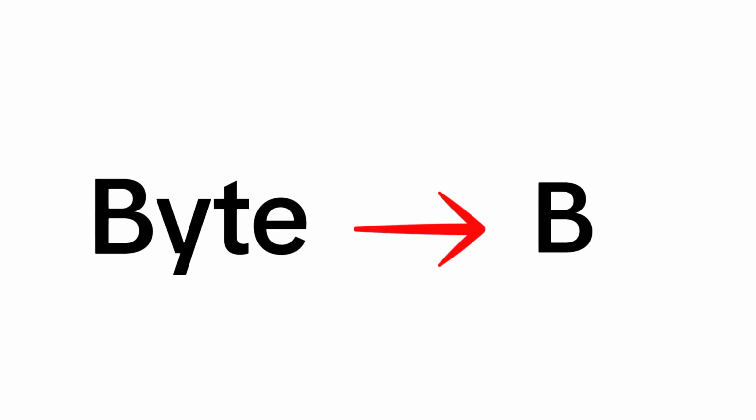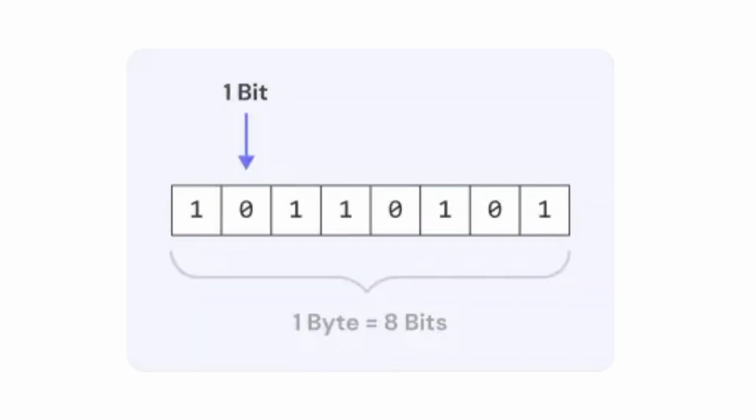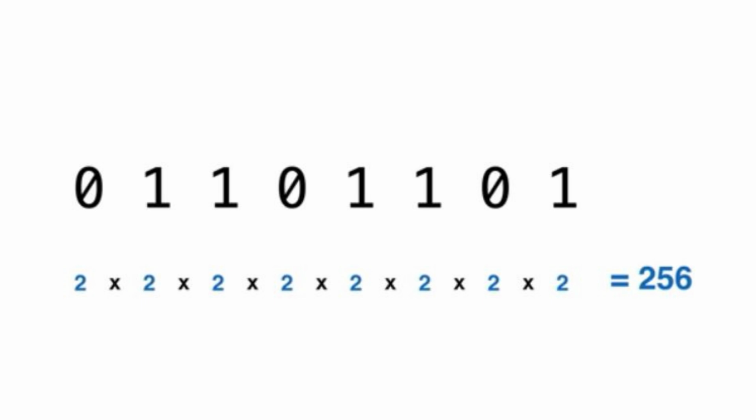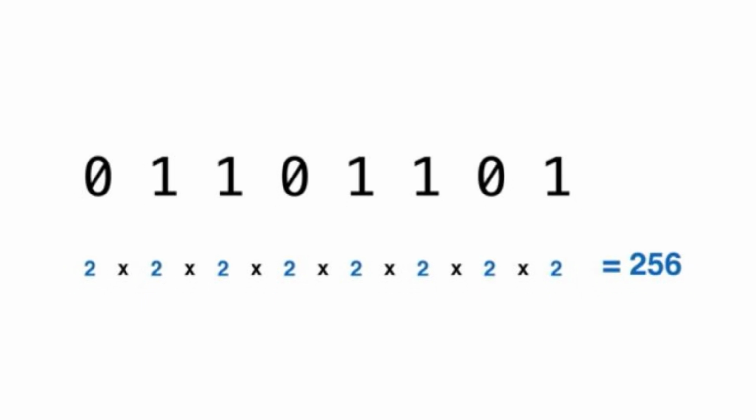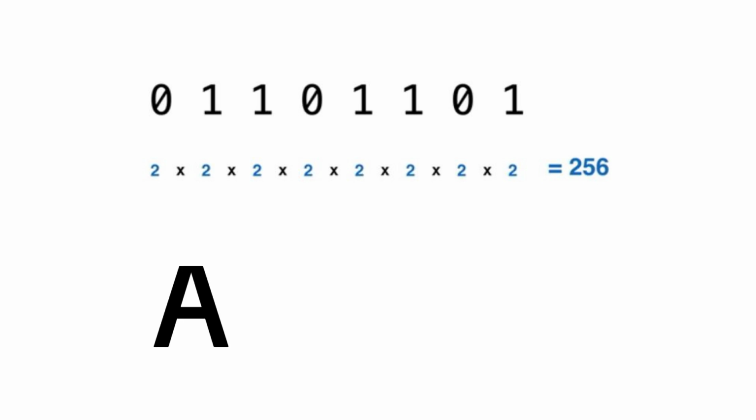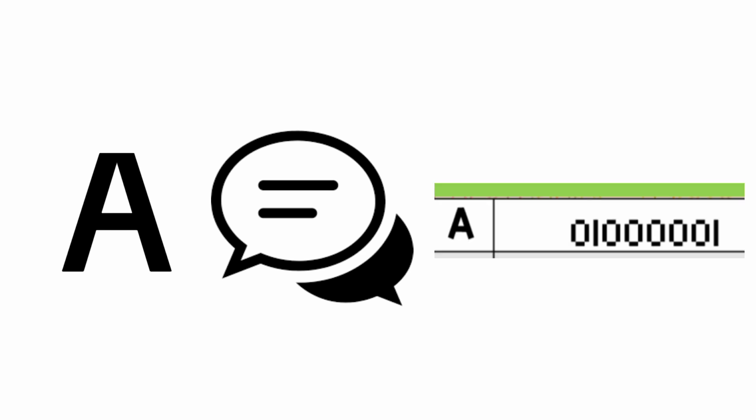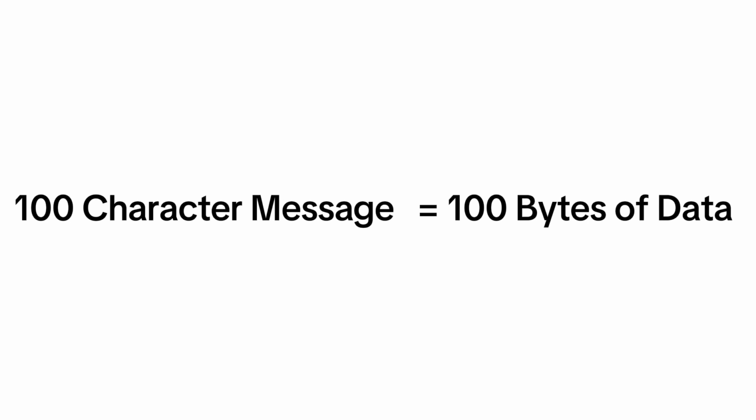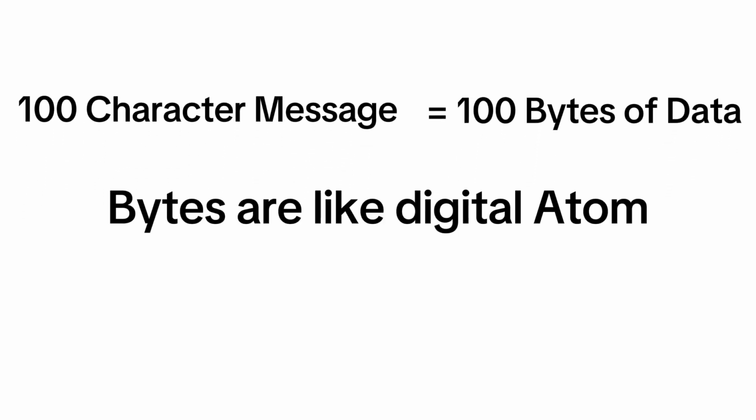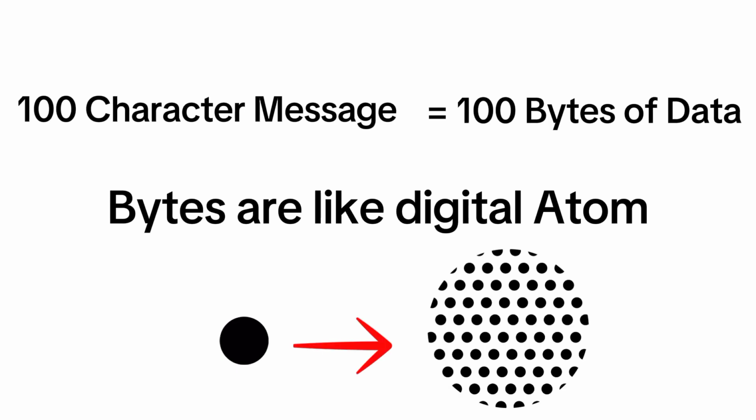Next up is the byte, represented by the capital B. One byte is made of 8 bits. Why 8? Because 8 bits together can represent 256 different values, which is enough to store a single character, a letter, number, or symbol. For example, the letter A in your text message is stored as a unique byte pattern. Imagine typing a 100-character message. That's already 100 bytes of data. Bytes are like digital atoms, small on their own, but when combined, they can form something much bigger.